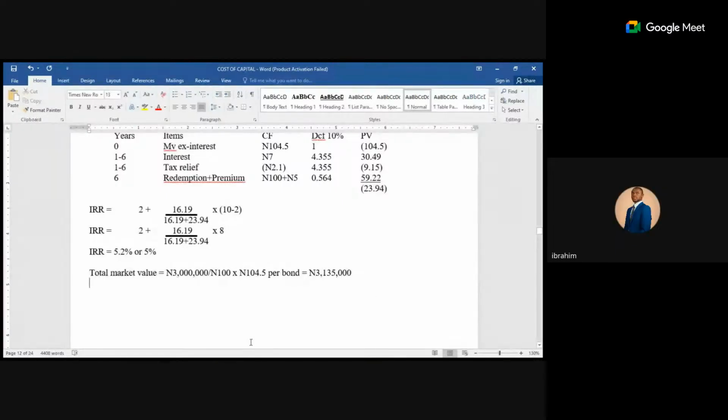3,135,000. So after this, we move to the weighted average cost of capital. There are two formulas for it, though. That is why I say let's just keep the second formula. When we get to the second part of cost of capital, we'll unveil that one.